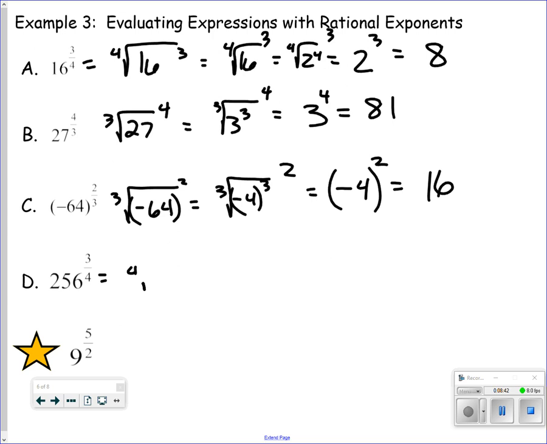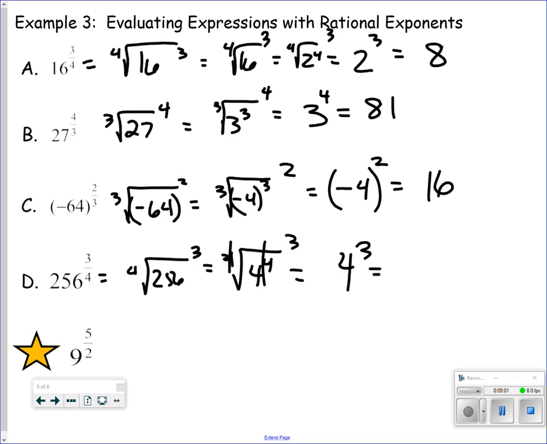Next one, I want the 4th root of 256, and then I'm going to cube it. 256 is 4 to the 4th power. So now I'm just down to 4 cubed, because remember, the root and the power cancel each other out, and then leaving you 4 to the 3rd power, which is 64. Hit pause for a second. See if you can get the next one by yourself.